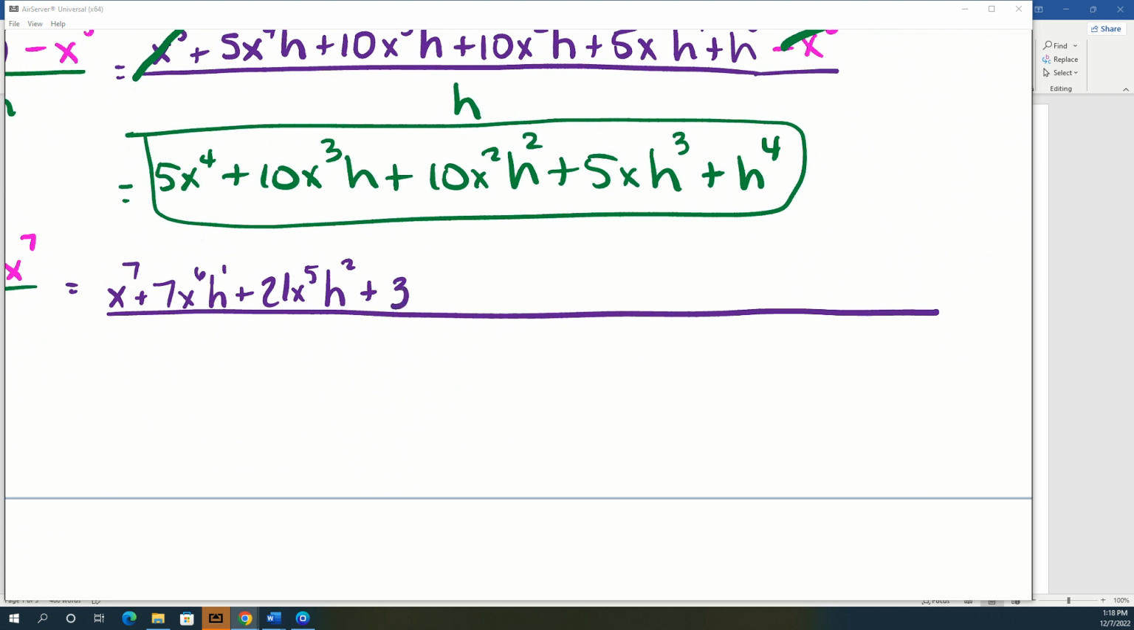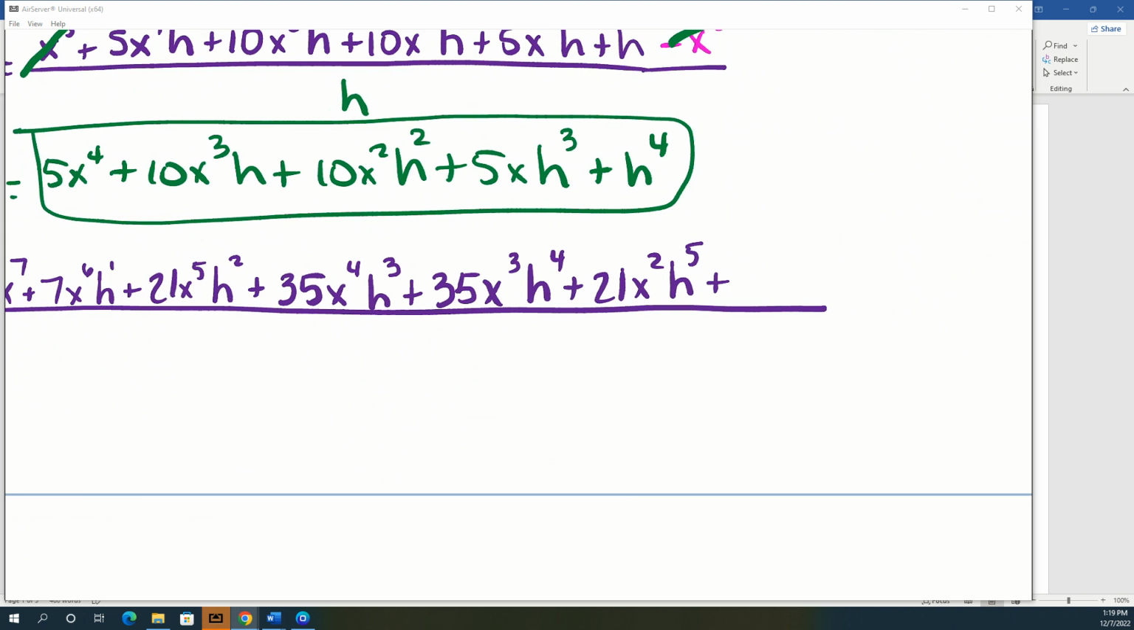So I'm just looking back up at Pascal's triangle to get the next binomial coefficient. And I'm having the power on my x go down, the power on my h go up. And each time I know that the power, if I add these together, it needs to give me 7 each time.